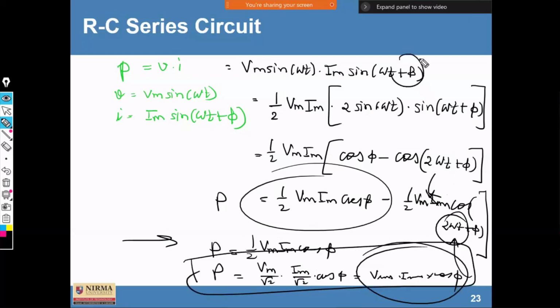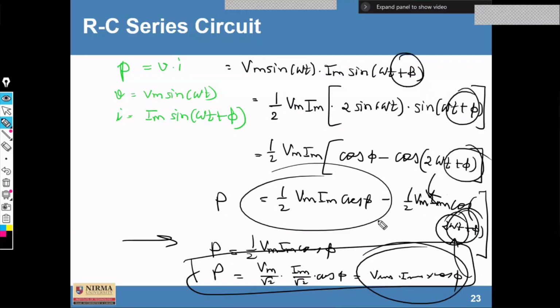Only the difference here is it is plus phi, and the remaining terms are similar, and we can find the power using VI cos phi, where normally the RMS value is not mentioned in equations. Even in examples, if the values of voltage and current are given, you should consider the given values as RMS values. Fine. And these RMS values are used for the calculation of various examples. Got it, everyone?